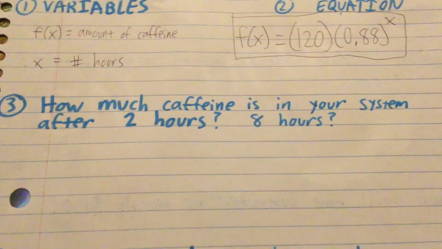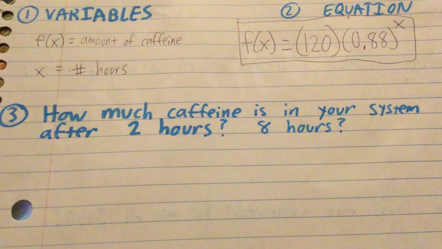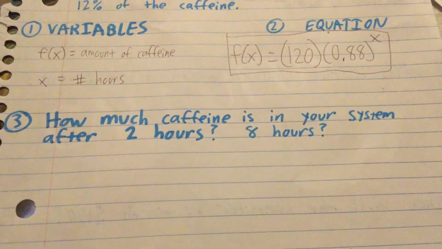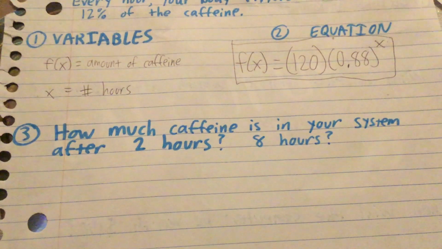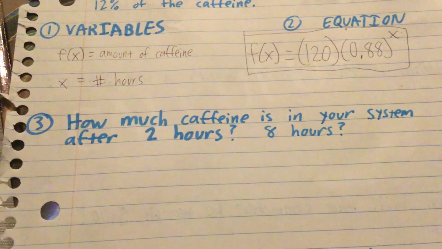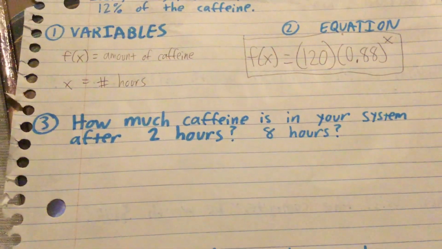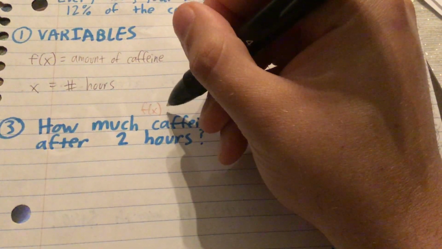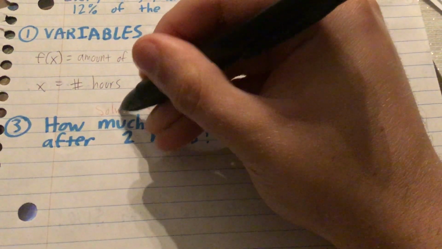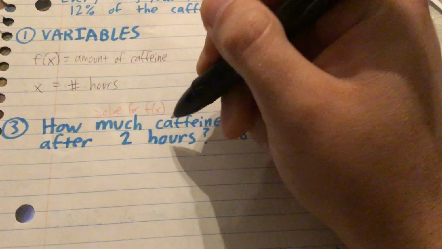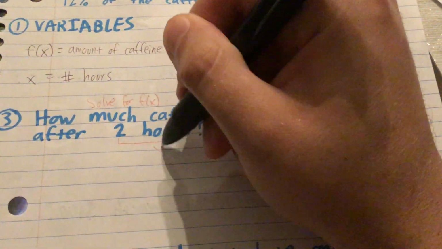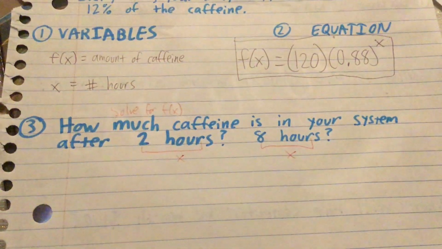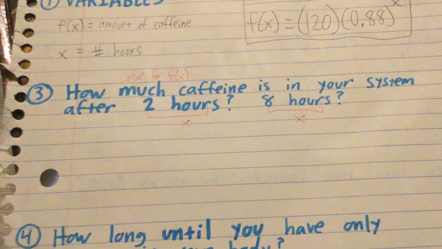So let's get on to it. How much caffeine is in your system after 2 hours? How much caffeine is in your system after 8 hours? So let's answer this one first. So what information am I getting from this question? How much caffeine means f of x is unknown. So we solve for f of x if we know x. If we know that x is 2 hours, that will tell us how much caffeine is left in our system.